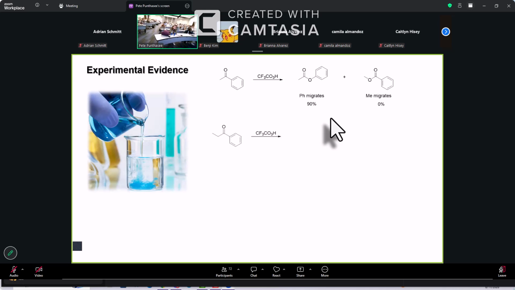Next one. Primary carbon and a phenyl. If the phenyl migrates, you get that. If the primary carbon migrates, you get that. Who migrates faster? Still phenyl. Phenyl is your reference point, basically. Next one.